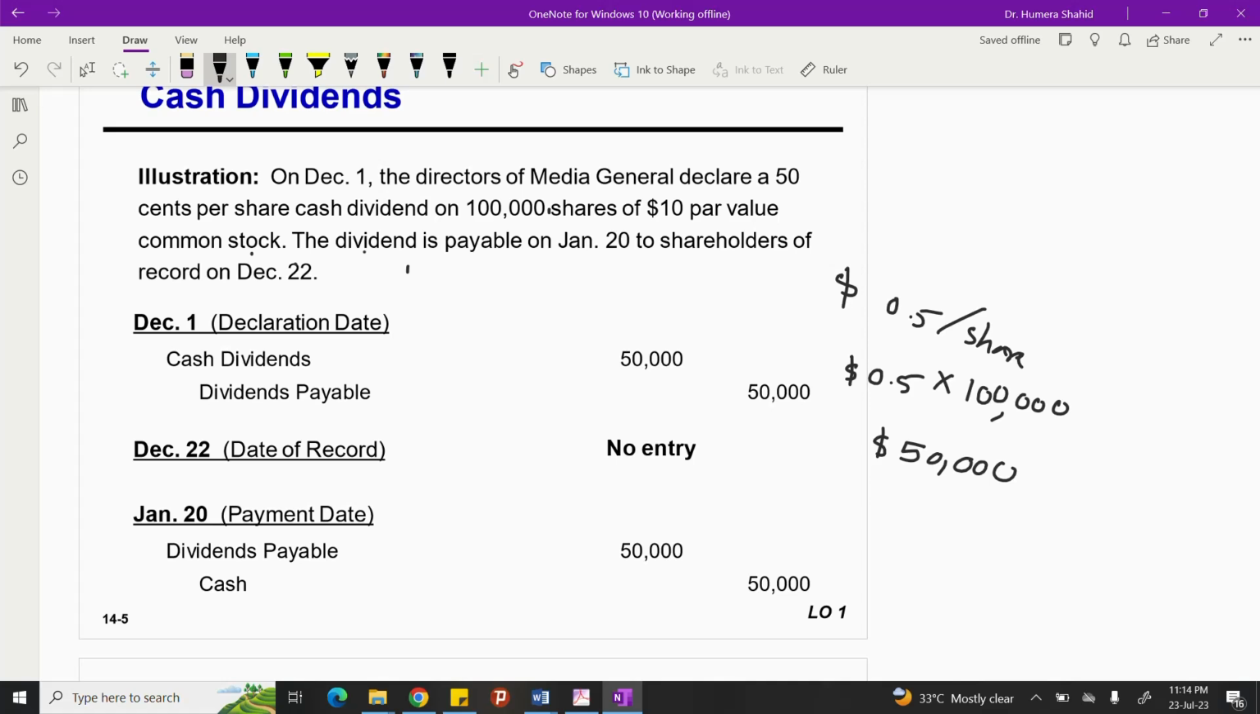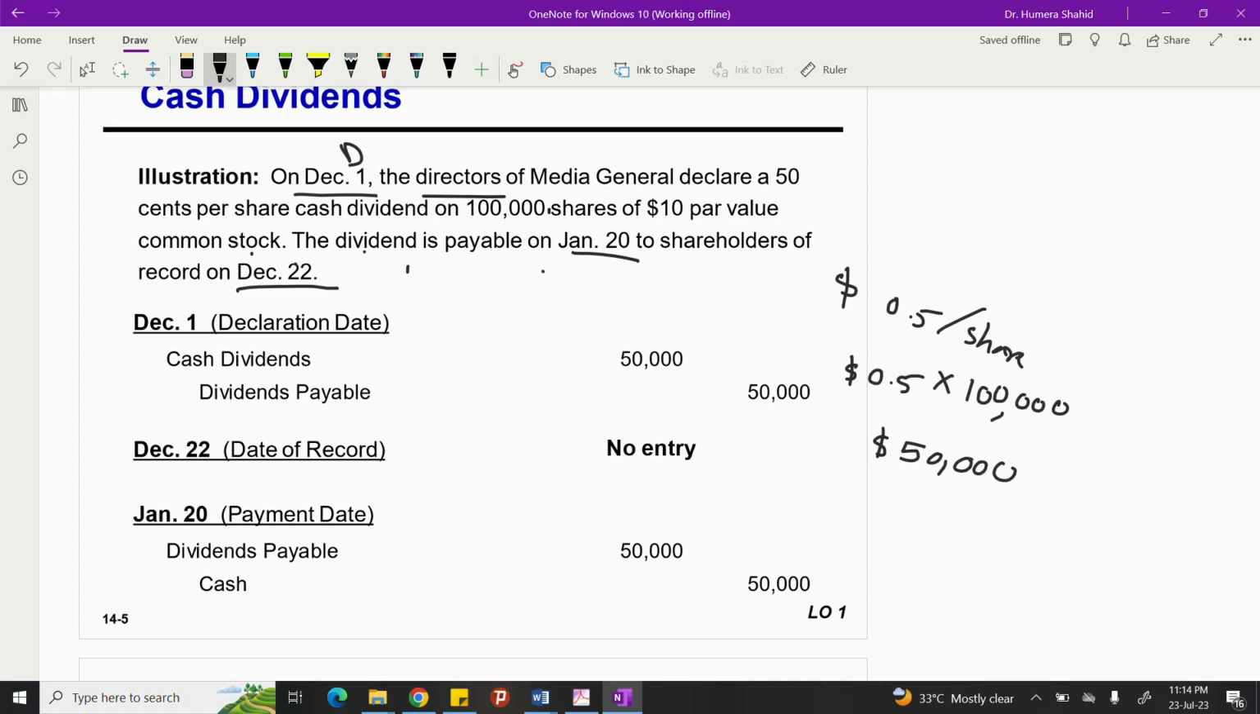The dividend is payable on January 20 to the shareholders of record on December 22nd. So let's find out the dates. On December 1st, the directors declared. So this is the declaration date.